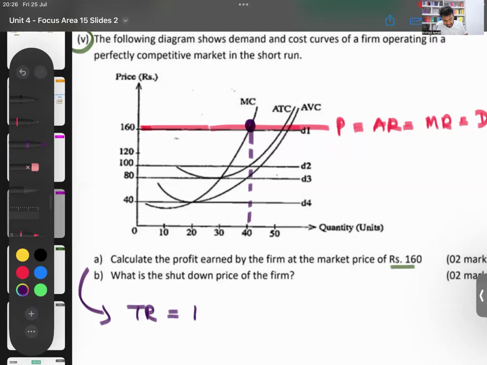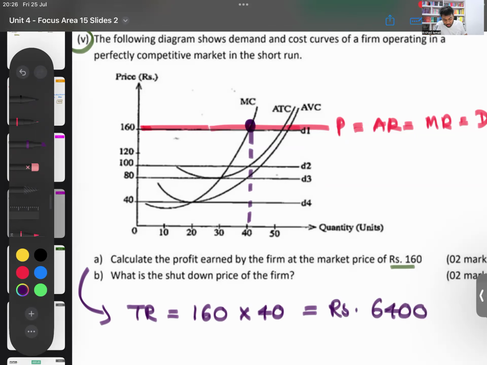Then you can calculate the firm's total revenue. Per unit, they are earning 160 rupees. Selling 40 units, how much is total revenue? 6,400.